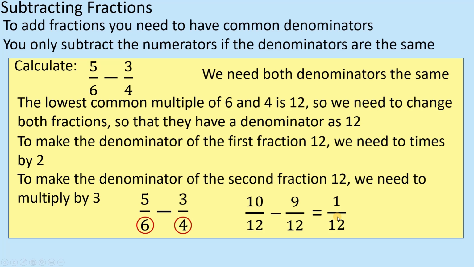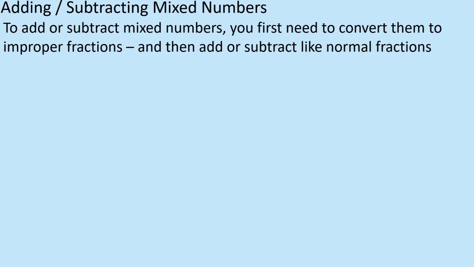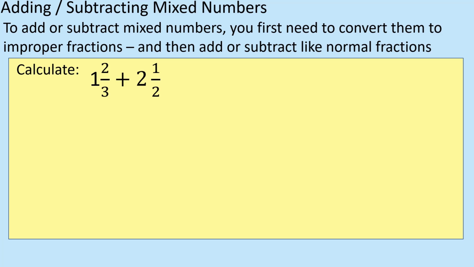All right, so what happens if you have mixed numbers? A little bit more awkward because they're not just one on their own. So what do I do? There are a couple of ways of doing this. Adding is easier than subtracting, but I'll show you techniques to do either.